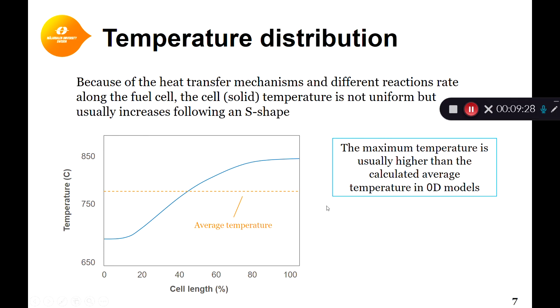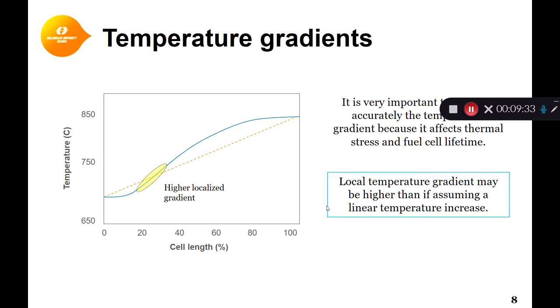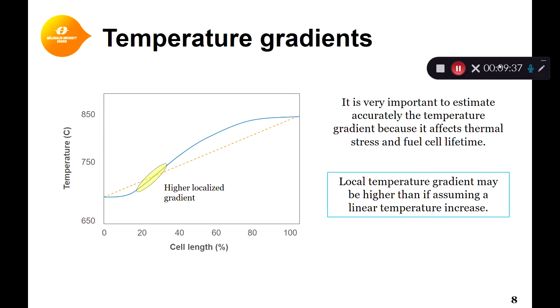Then we can calculate, not possible for zero-D models, not only the temperature itself, but the temperature gradient, which is also different than if we consider a uniform or linear increment of temperature along the cell. And this is also important if we want to analyze the lifetime of the cell, because localized high temperature gradients can increase the thermal stress in the ceramic material and can reduce the lifetime of the cell.